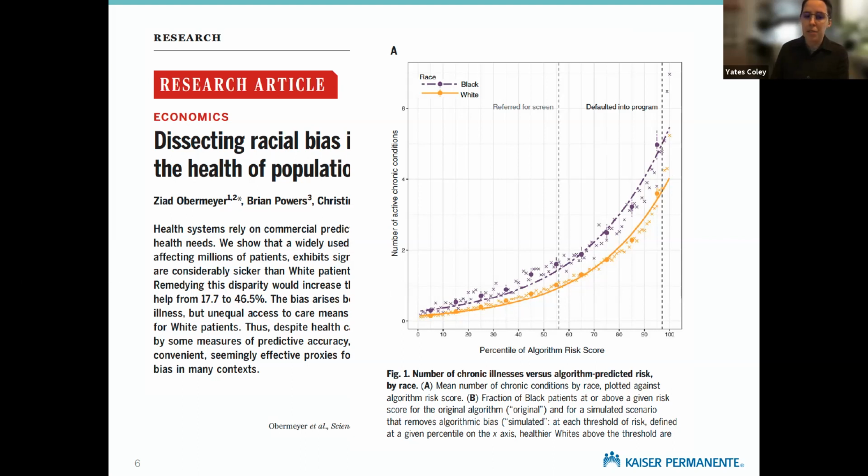So the impact of using this prediction algorithm is that health systems are disproportionately channeling beneficial services to white patients instead of to Black patients, further exacerbating racial inequities in healthcare access, treatment, and outcomes.